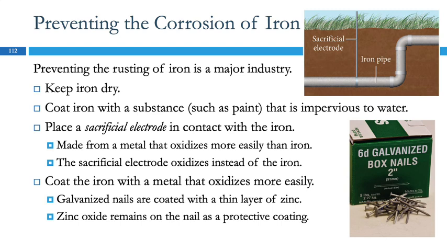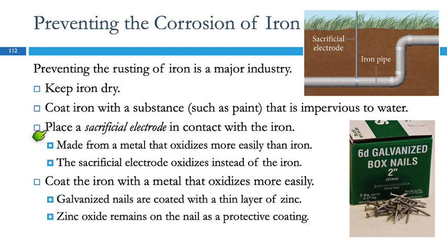So preventing the rusting of iron is a big industry. There are different strategies you can use. You can keep the iron dry. One way to do that is to coat it with a substance like paint that's impervious to water. And then you're fine as long as that coating is intact. But you chip the paint and now you could have some rusting occur.